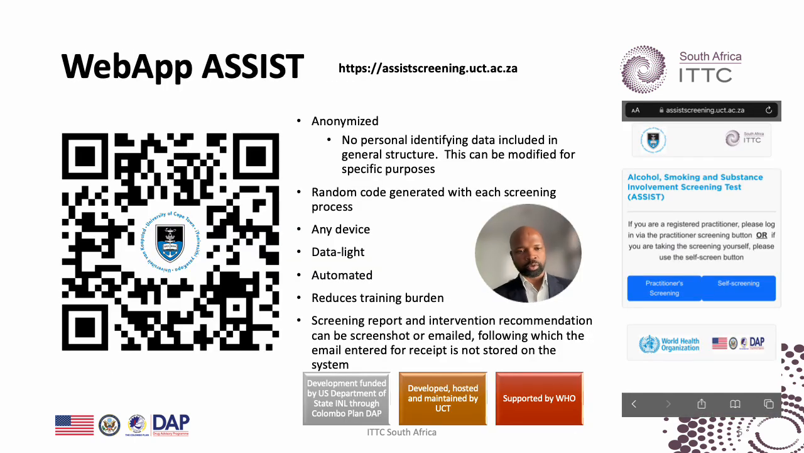Let's talk about the characteristics of the web app version of the Assist. So it's been developed by University of Cape Town. It is anonymized, so no personal identifying data are included in the general structure. Where a partner wants to do a specific project, like a research project in a specific population, this can be modified, but the tool in its standard form does not collect any identifying data. With each screening that's conducted, a random code is generated.